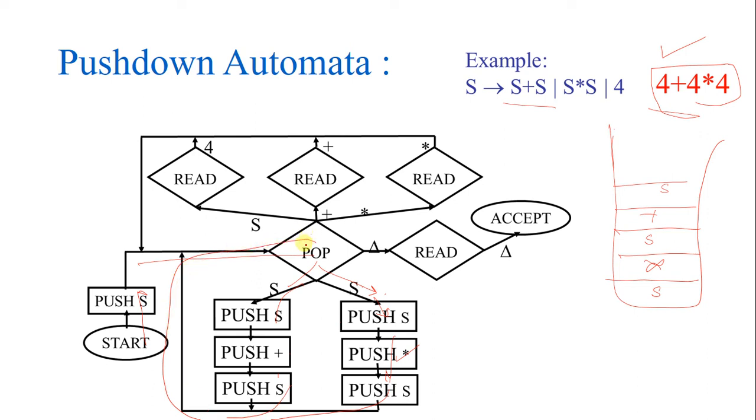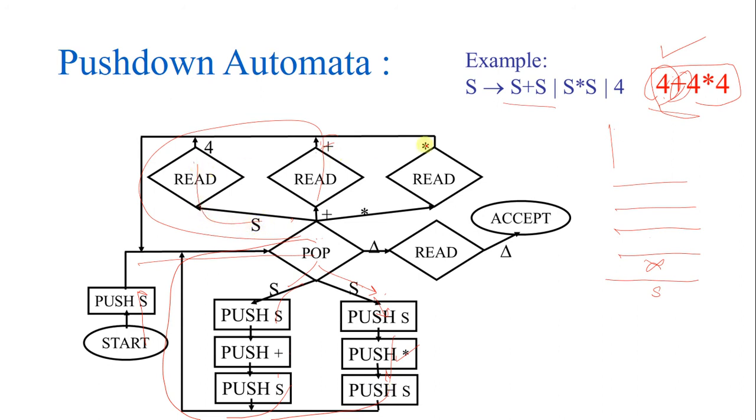Now I pop S. When I pop S, then I will read 4. So now the reading starts. I pop S and I read this 4. Then after this I come back here and pop the plus sign. I pop this plus sign and I read this plus sign, then come back again, I pop S, this one, and I read 4.